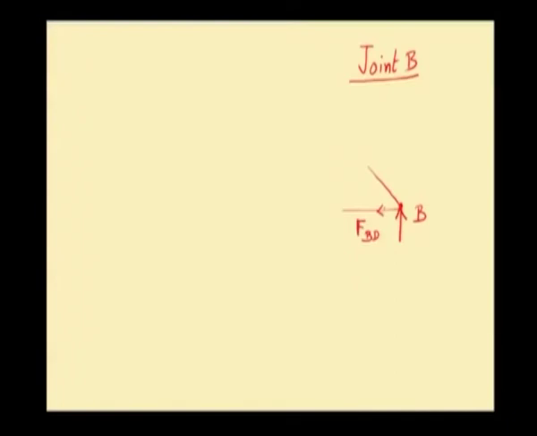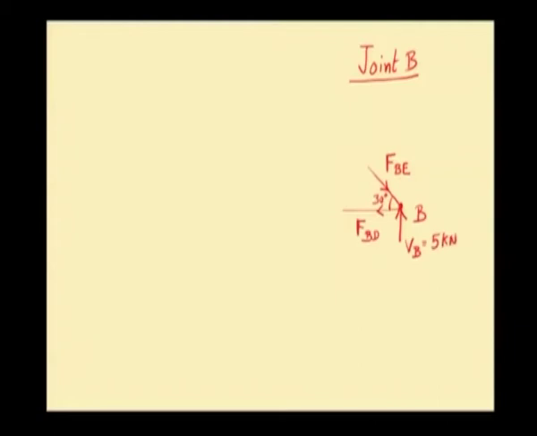The other inclined member is BE. Let FBE be the force in that particular member. We shall assume compressive force for that member. The inclination between member BE and BD is given as 30 degree. So, this angle is 30 degree. The vertical reaction component at B, that is VB, has been already determined, which is 5 kilonewton.